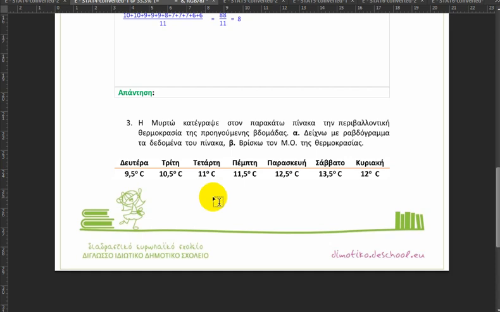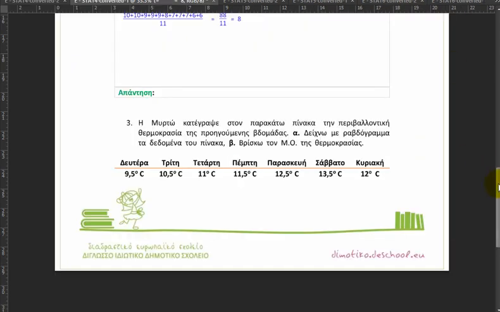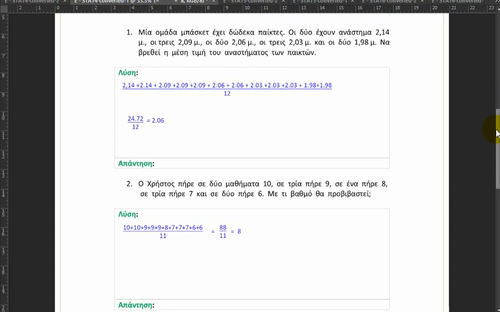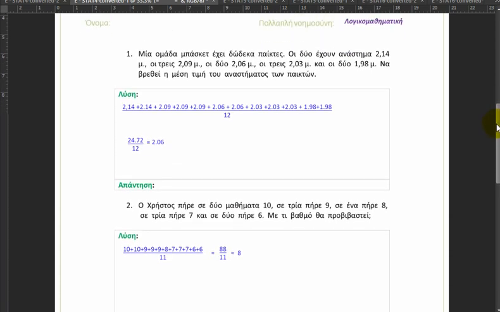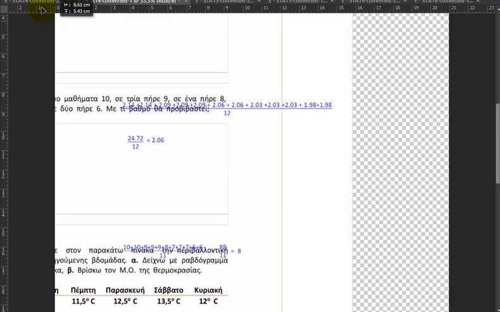Here we have the temperatures. We want to put them on a bar chart. And then we want to find the average. So give me 1 minute to put these on the same page again. I'm going to give you a little time if you need to check the answers here. So do that if you need to. Pause the video and check. And now we're moving on.